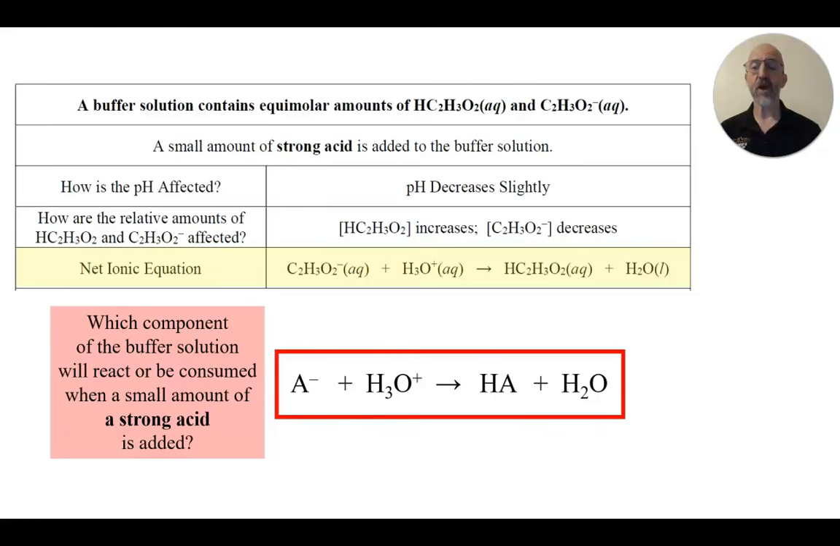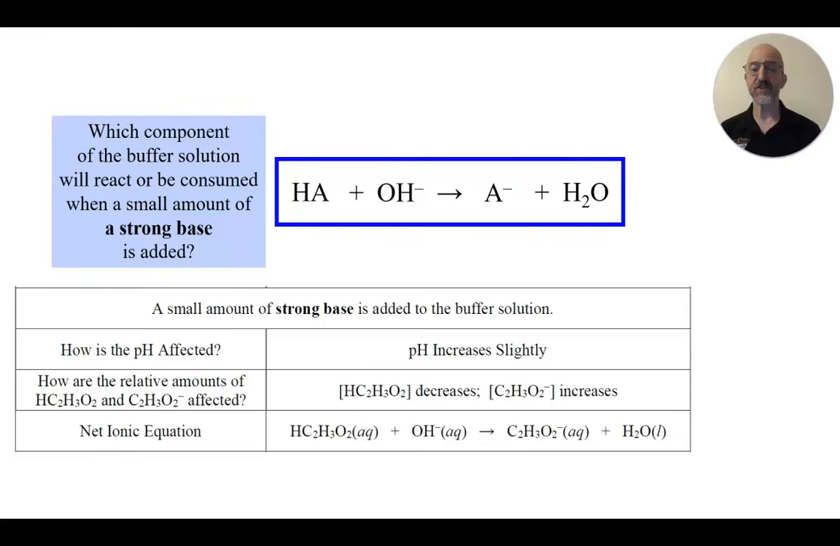Well, what if a strong base is added to this buffer solution? Well, then the pH would increase slightly. The concentration of the weak acid would decrease a little bit. The concentration of the conjugate base would increase a little bit. And again, you can see the net ionic equation for what happens when a strong base is added to the buffer solution. So you should be able to write the net ionic equation for what happens when either a strong acid or a strong base is added to a buffer solution.